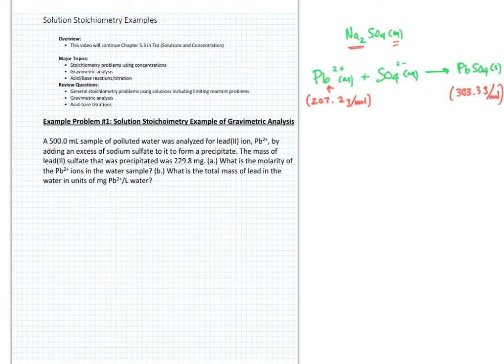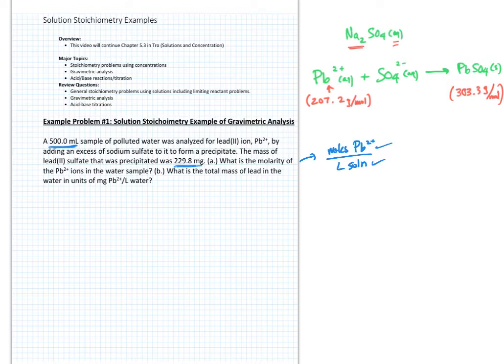Okay, so let's come back and take a look at how we're going to attack this problem. We know that we have 229.8 milligrams, and we're trying to find out molarity. If you remember, molarity would be moles Pb2+ for every liter of solution. Okay, so that's what we're looking for. We're going to need to find the moles of Pb2+. We can get the liters of solution from here. We know we have 500 milliliters, so that part of the problem is going to be easy. We need to find out how many moles of Pb2+ we have in this solution.